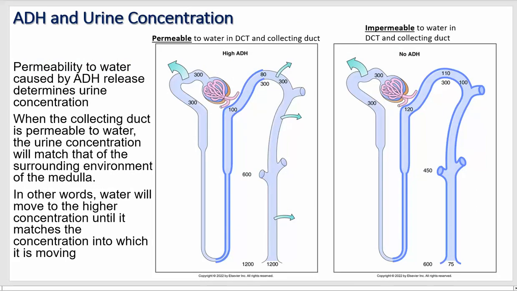Let's see, ADH and urine concentration. We saw that earlier. With a lot of ADH, we're reabsorbing that water, which means we have low volume, high concentration. With no ADH, it moves straight through, so we have very dilute urine, low osmolarity.